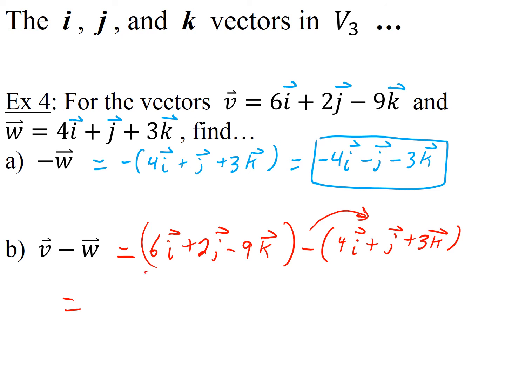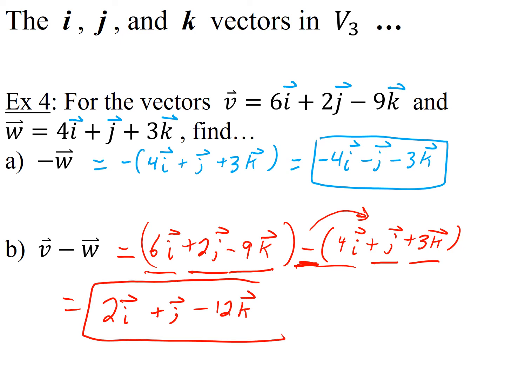It's like you're going to do 6i minus 4i. So it's going to give you 2i. And then it's like you're going to do 2j minus j. It's going to give you a plus j. Think of it as just 2 minus 1 right there. So we have a 1 in front of the j. And then you're going to do minus 9k and then minus 3k. That's minus 12k. Yeah, that's the way that one goes. In component form, that would just be 2, 1, -12.